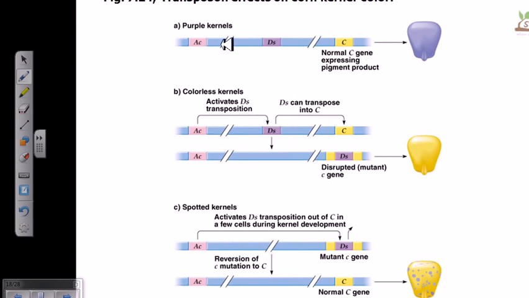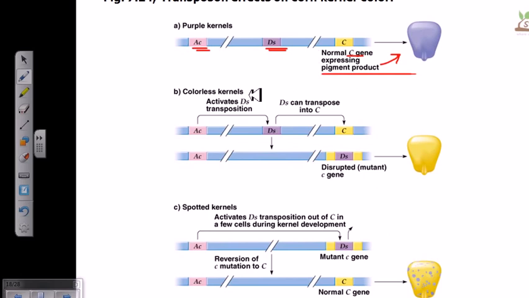Let us first look at the purple kernels. In purple kernels we can find the positions of these three genes. We will look at them, because we don't need to know the other genes now. Here is the activator transposable element. This is the dissociation transposable element somewhere in the middle. At the end we find this gene in capitals, the normal C gene, expressing the pigment product. The product is purple in color.